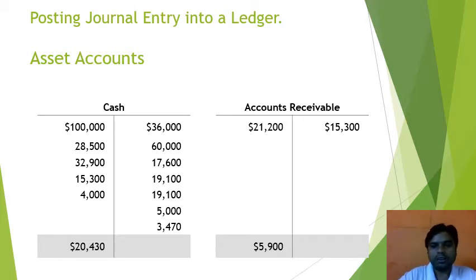So now the next step is coming: posting those transactions into the ledger. So as the second step, we are now going to post all the transactions into a ledger based on the types of accounts. First I am going to explain all the asset accounts, and then we will learn about the other accounts also.